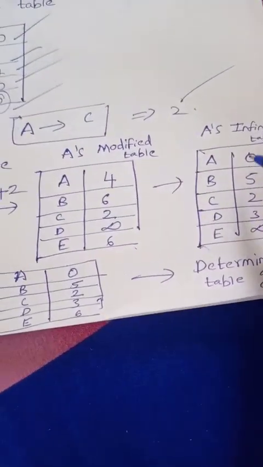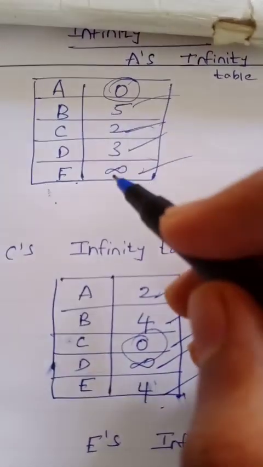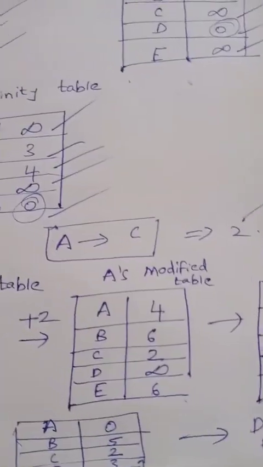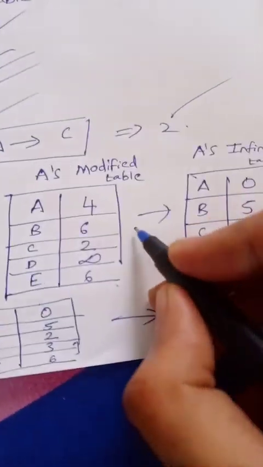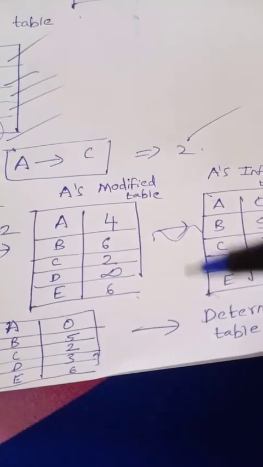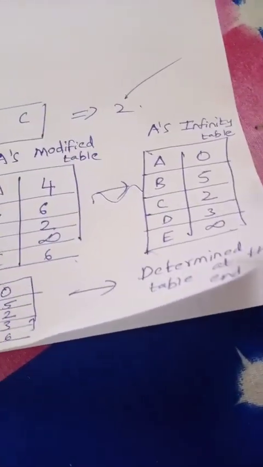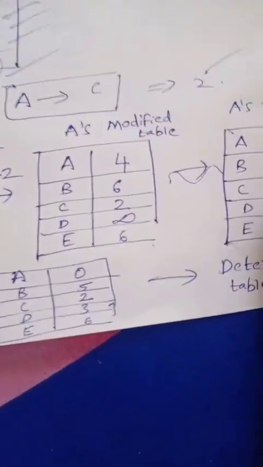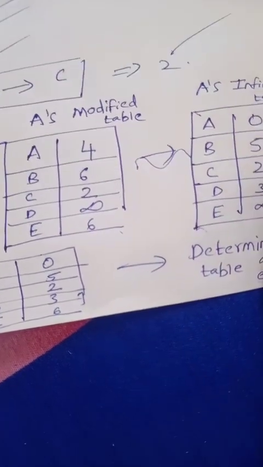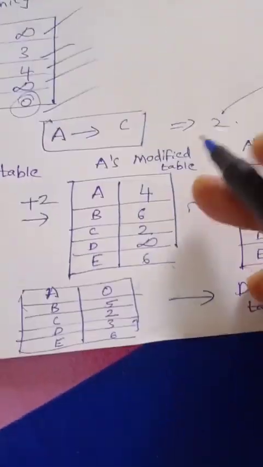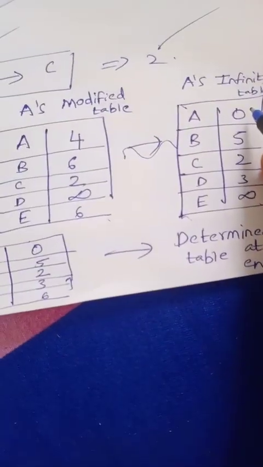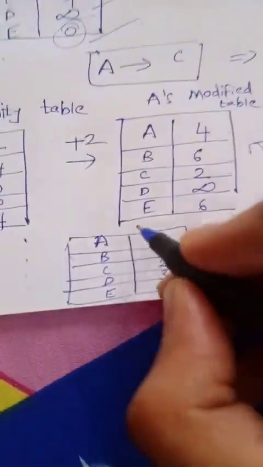Now I have to write A's infinity table. So what is A's infinity table? So 0, 5, 2, 3 and infinity. I am writing here. And finally, I have to compare these two tables, A's modified table and A's infinity table. If you compare, we have to write the shortest path. If you compare 4 and 0, which will be the shortest path? 0. So I am writing 0 here.